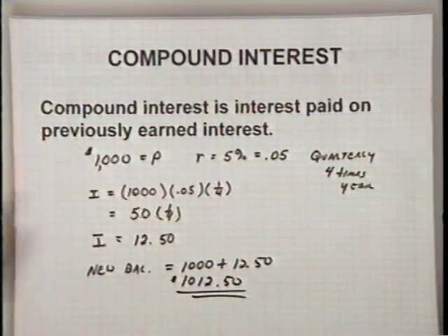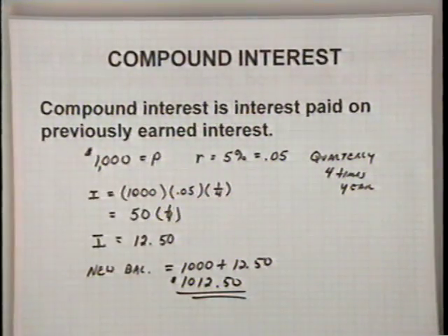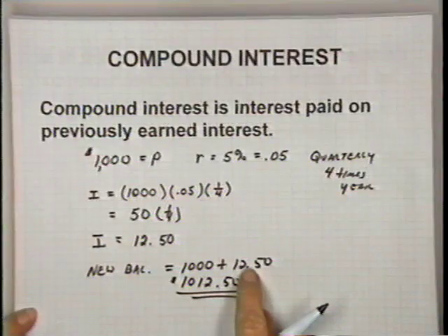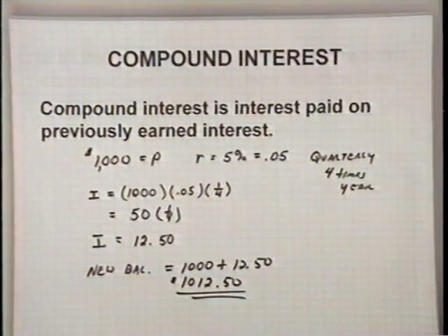$1,012.50. Now, the next time that they're going to pay me interest, they're going to pay me interest on this amount, not on the 1,000. So they would calculate with a different principal. So what they've done now is they're beginning to pay me interest on this previously earned interest. That's what we mean by compounding or compound interest.